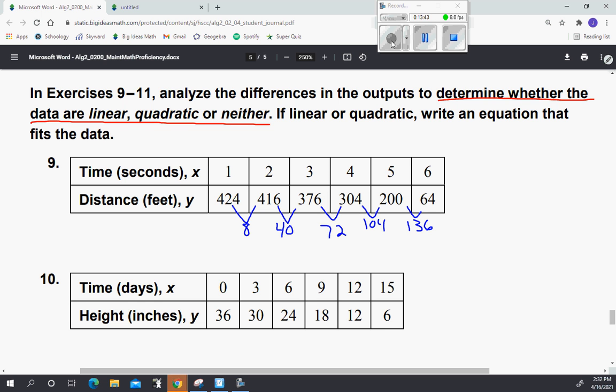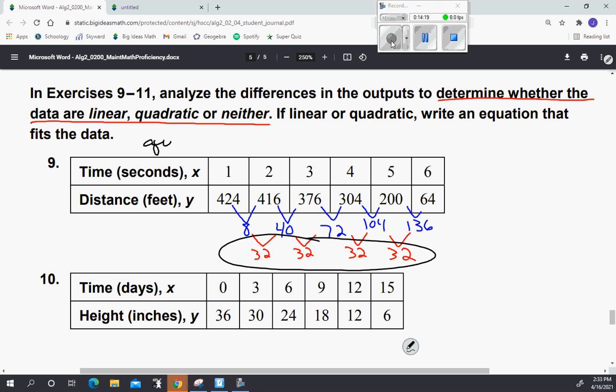Since they're not the same, we're going to find the second level of differences. 8 and 40, what's the difference? It's 32. What's the difference between 40 and 72? It's 32. Between 72 and 104, it is 32. And I bet you can guess what that next one is. That's right, it's 32. That's called our second level difference. And when these are the same, we have a quadratic function. It is quadratic.